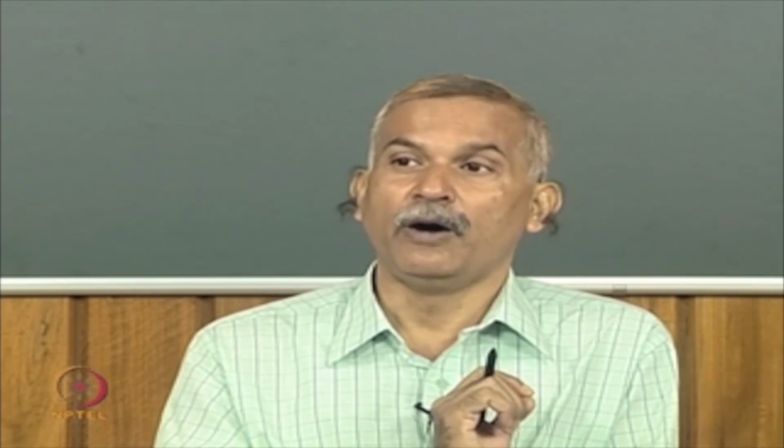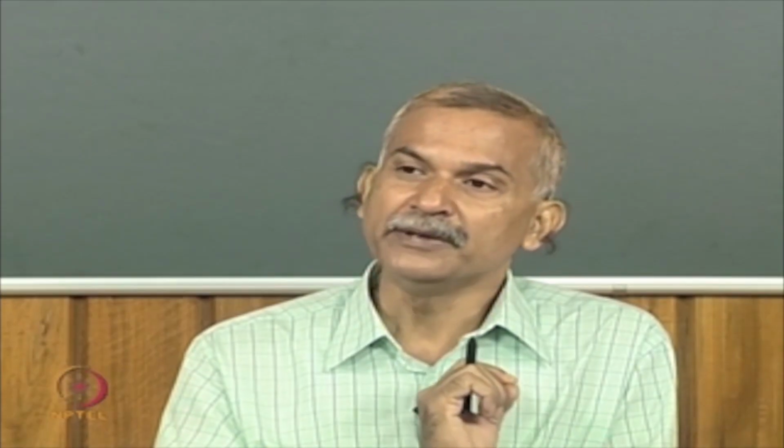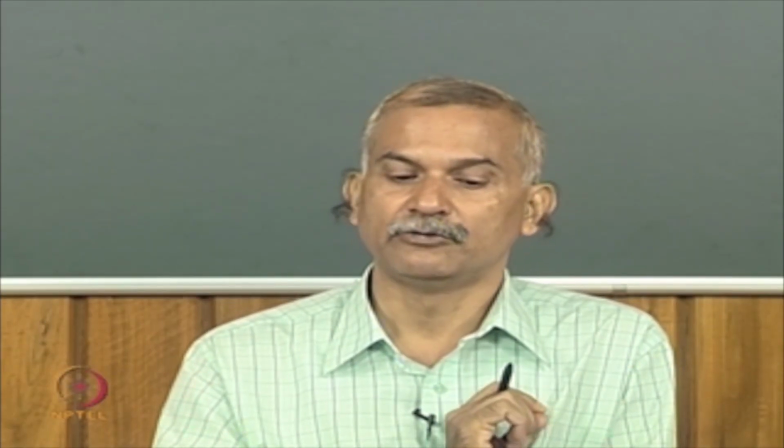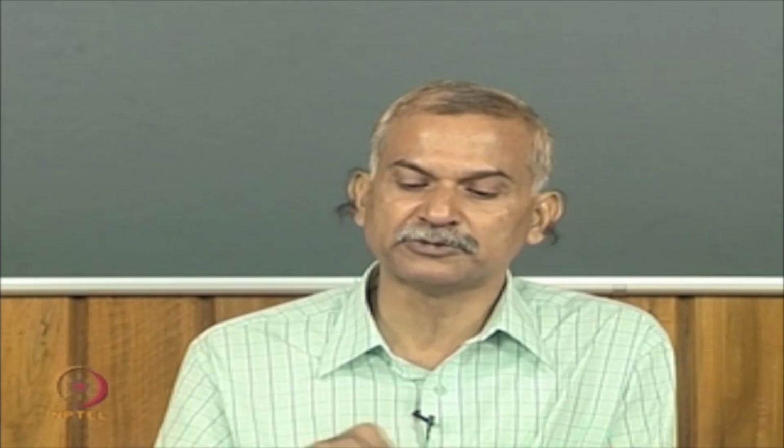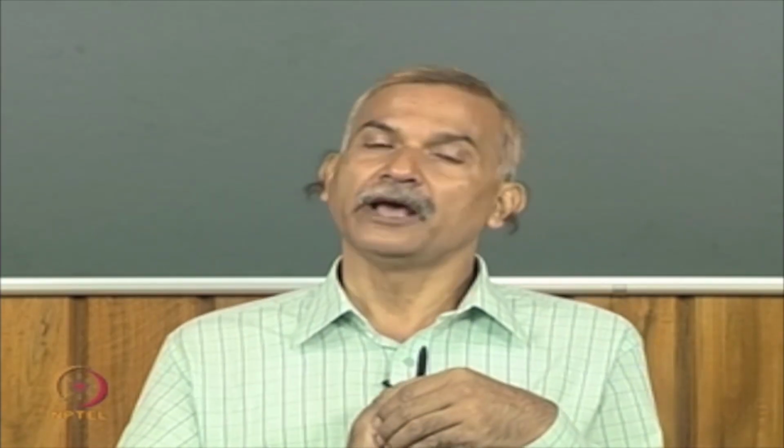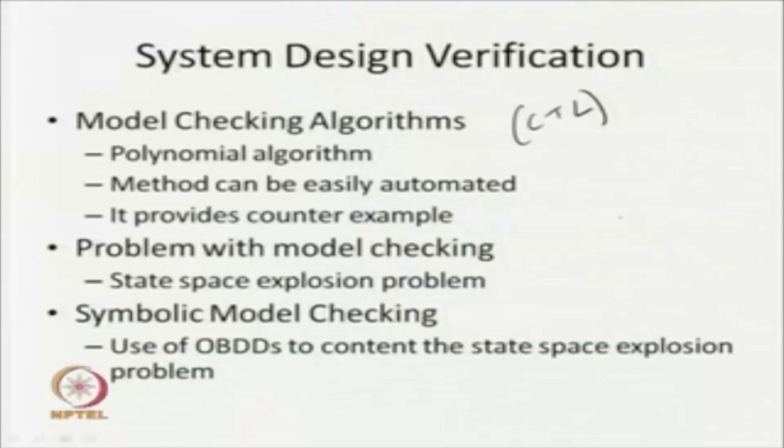Now, what have we seen? We have seen that we have a problem with this model checker. The problem is the state space explosion problem. I already mentioned that the state space of the model that we are going to get is exponential with respect to the number of state variables. If I have n state variables, the number of possible states will be 2 to the power n. If n is increased by 1, it will be 2 to the power n plus 1, which is exponential in nature.